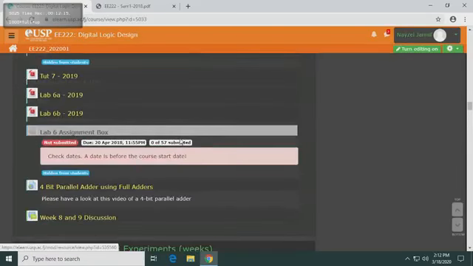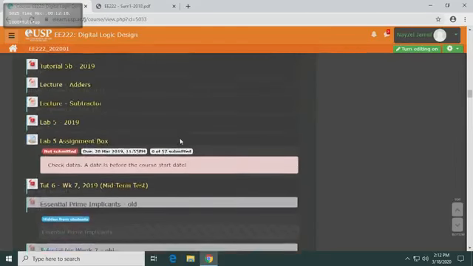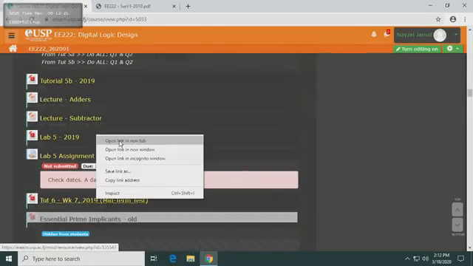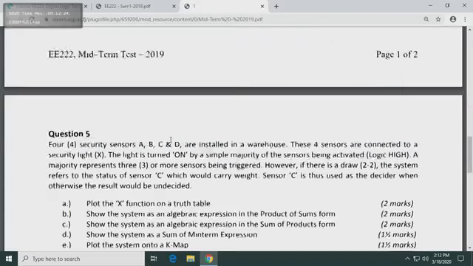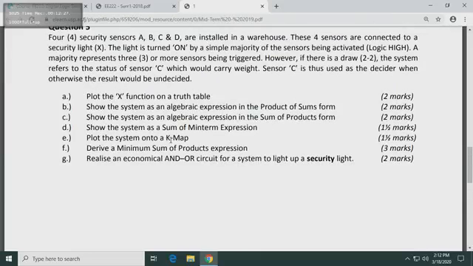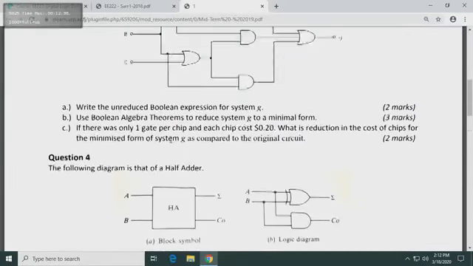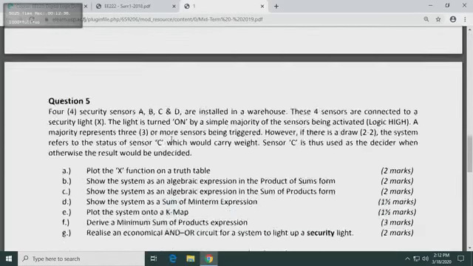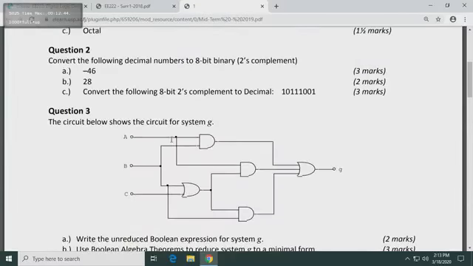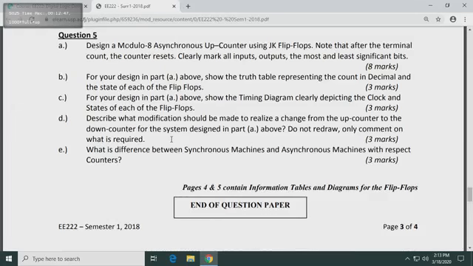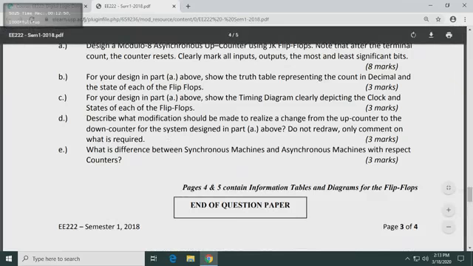And in this week's tutorial, you will notice that we have given last year's midterm test as a tutorial. So please make sure you go through that. It follows the same format, but new questions altogether. We change the numbers and all that sort of thing.